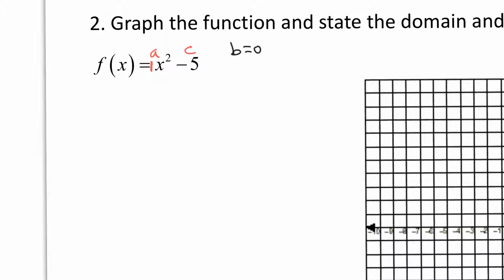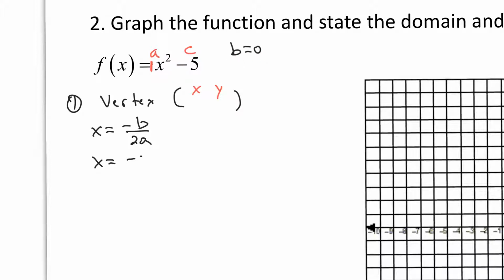So to graph it, step number 1, we need to find the vertex. My vertex, we need the x value and the y value. So to find the x value, we have a formula: opposite of b divided by 2 times a. So I'm just going to substitute what I know. Opposite of b, remember we don't have b in this function, so we say b equals 0. So I'm going to put negative 0.